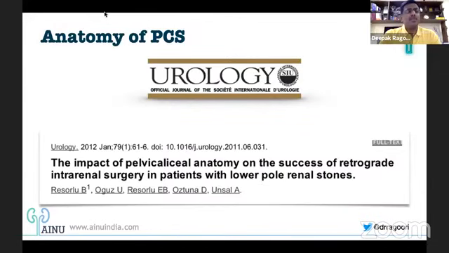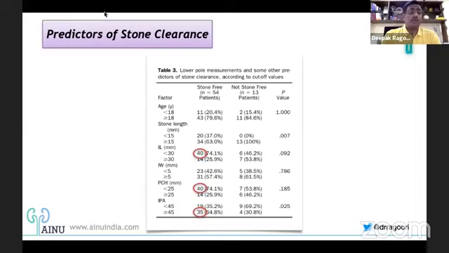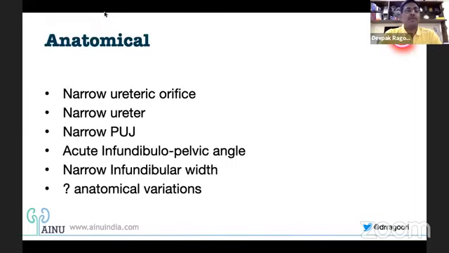So the papers which quote about the pelvic calyceal anatomy and the success of RIRS, especially in lower pole stones, also say that if the infundibular length is less than 3 centimeters, and if the PCH, the pelvic calyceal height, is less than 2.5 centimeters, and if the infundibulopelvic angle is wider, more than 45 millimeters, your success rate automatically goes up. The converse holds good for lesser success rate. So these are the parameters which will give you a rough idea of how to qualify your cases.